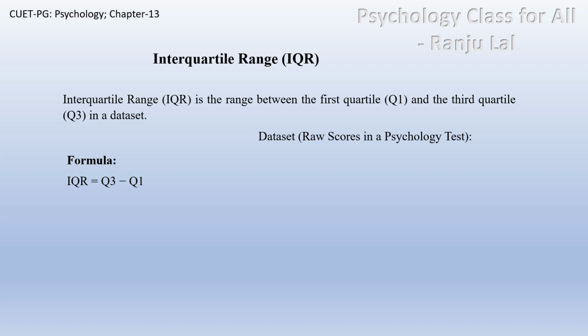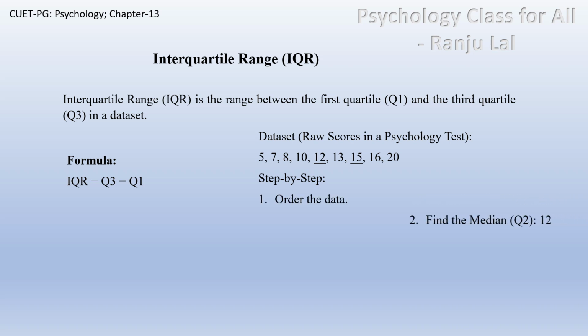I'll discuss it step by step with an example. So there is a data set, raw scores in a psychology test. I have written it in an arranged manner: 5, 7, 8, 10, 12, 13, 15, 16 and 20. It is already ordered. So the step-by-step calculation would be, first of all, order the data, then find the median.